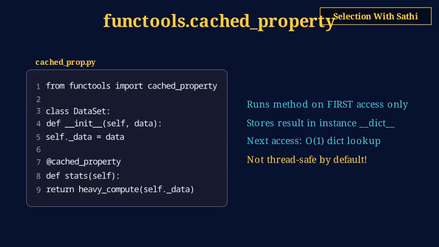One important caveat: cached_property is not thread-safe by default. In multi-threaded code, you should protect it with a threading lock.